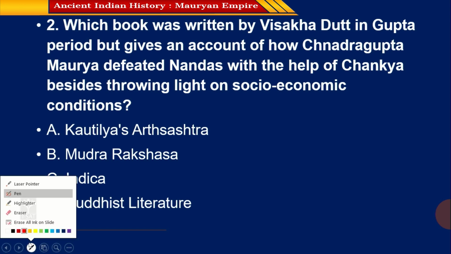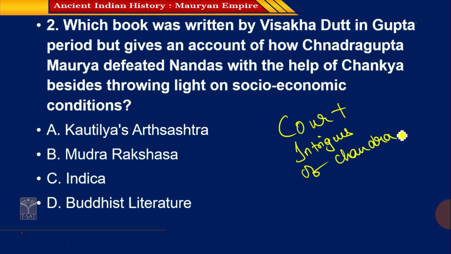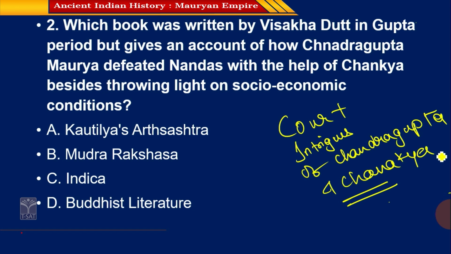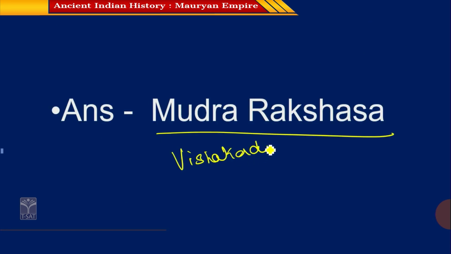This book is about the court intrigues of Chandragupta and Chanakya, and how Chanakya and Chandragupta were able to slowly get rid of the rule of the Dhananandas. Hence, the answer is Mudra Rakshasam, written by Vishakadatta.